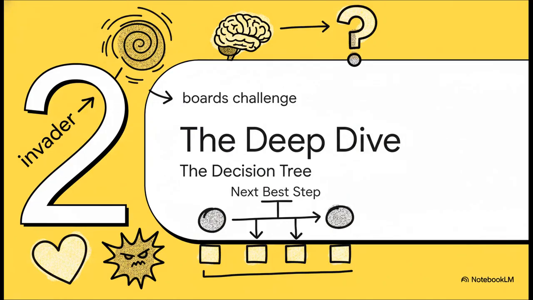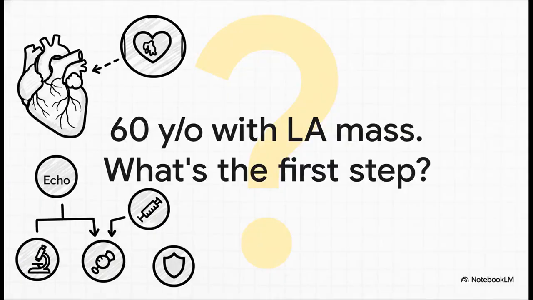Okay, now for the deep dive. I've got Sarah here with me, and we're going to walk through the real-world application of this, the decision tree. You know, we've talked about the benign, the malignant, the metastatic tumors, but on your boards and in the clinic, the question is always, what's the next best step? So Sarah, picture this. You're looking at an echo. You see a mobile mass in the left atrium of a 60-year-old patient. What is the absolute first branch of that decision tree? Where do you go first?